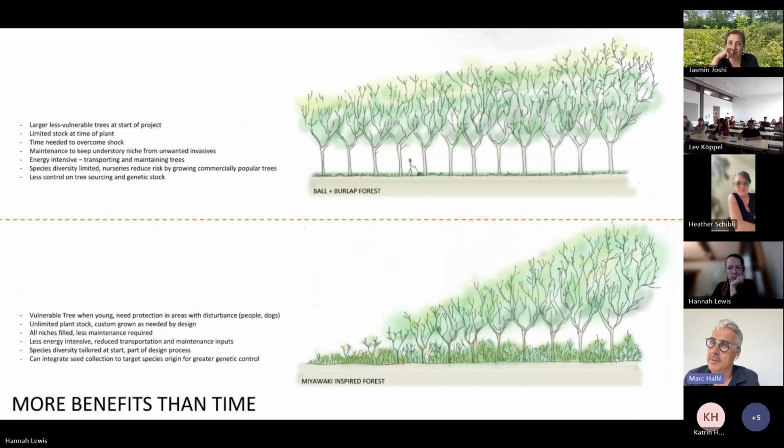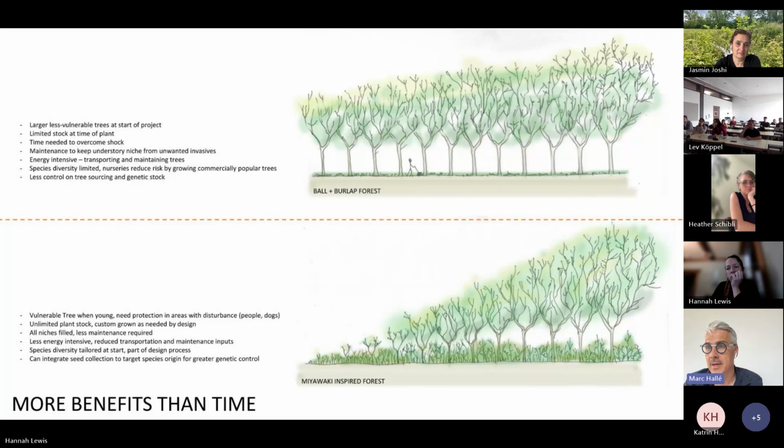So if you look at the top example, where we have the ball and burlap forest, just some of the consequences or impacts. Maybe a benefit is larger, less vulnerable trees at the start of the project. So you open your project, you cut the ribbon, it looks pretty finished because the trees are pretty big. That's a good thing, many people would say. But some of the drawbacks: it's a limited stock at the time of planting. So even today, the contractor is proposing alternatives because what we specified is not available in the nursery. And you have no chance to do anything about it. You just have to take their alternatives.